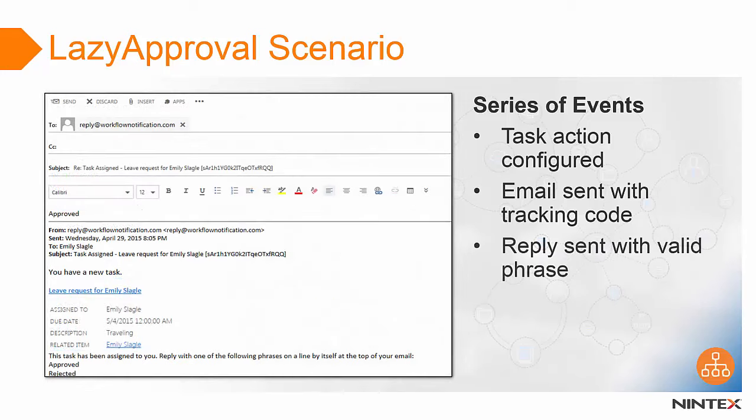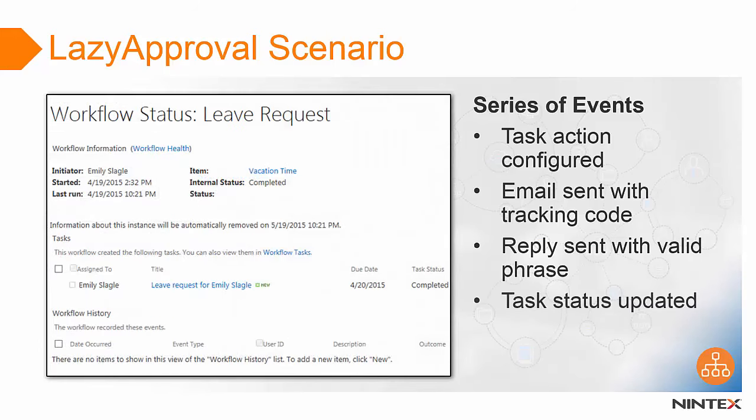Next, the reviewer uses the reply function to send an email reply to the reply to email address, typing a valid phrase on the first line by itself. It's important to note that the reviewer should not edit or remove the identification code in the subject line since that is used for tracking. And finally, the system looks at the email reply for the valid phrase and then updates the task with the corresponding status, completing the task.